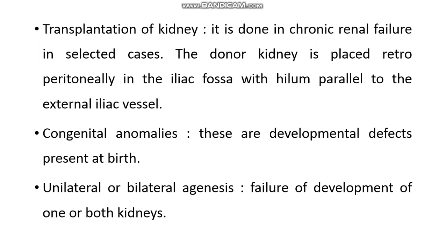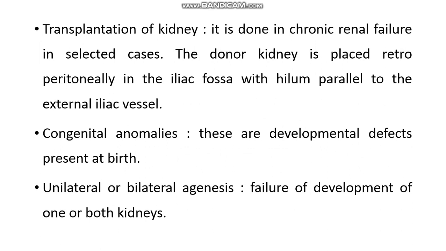Then kidney transplantation. It is done in selected cases of chronic renal failure, and the donor kidney is placed retroperitoneally in the iliac fossa with the hilum parallel to the external iliac vessels. It is usually done in chronic renal failure, or in cases like snake bite, where a donor is needed.